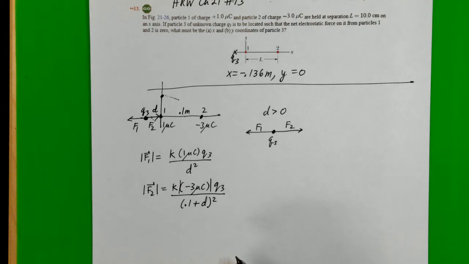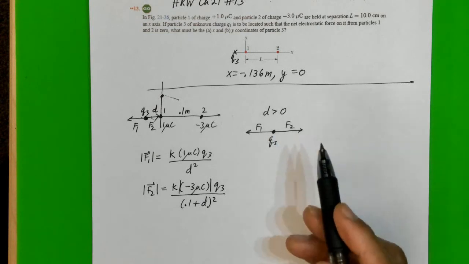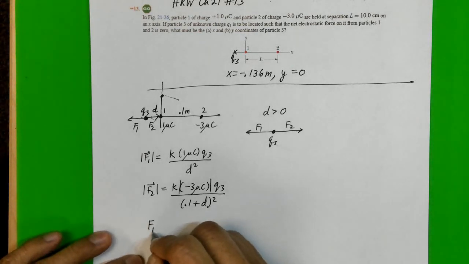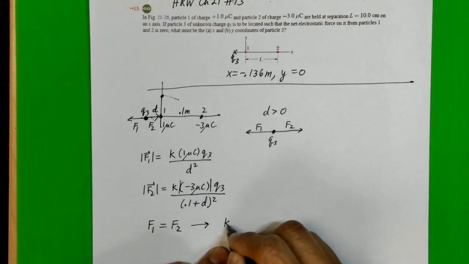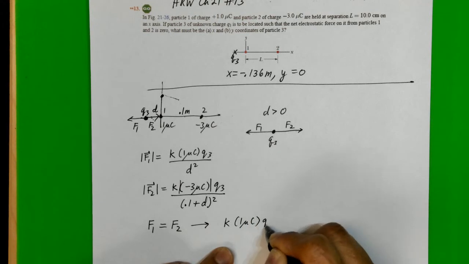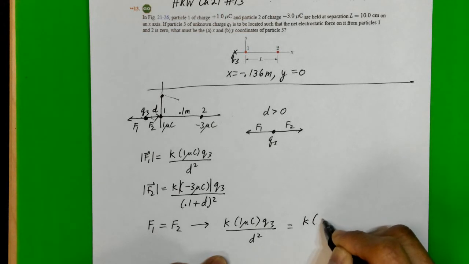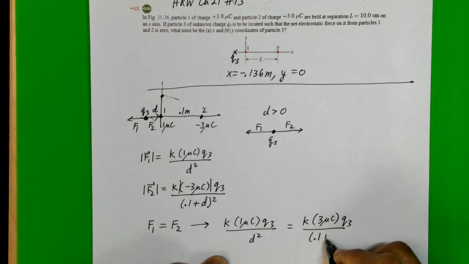Alright, now looking at the free body diagram, what you're seeing is that if you want the total force to be 0, then the magnitude of F1 has to equal the magnitude of F2. So you take the quantities you just wrote and write an equation like this. So that's going to come out to be a positive 3 microcoulombs.